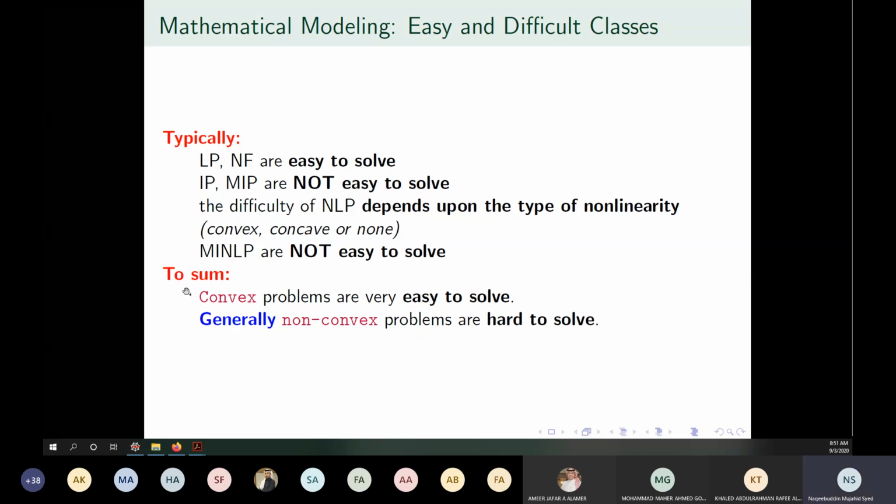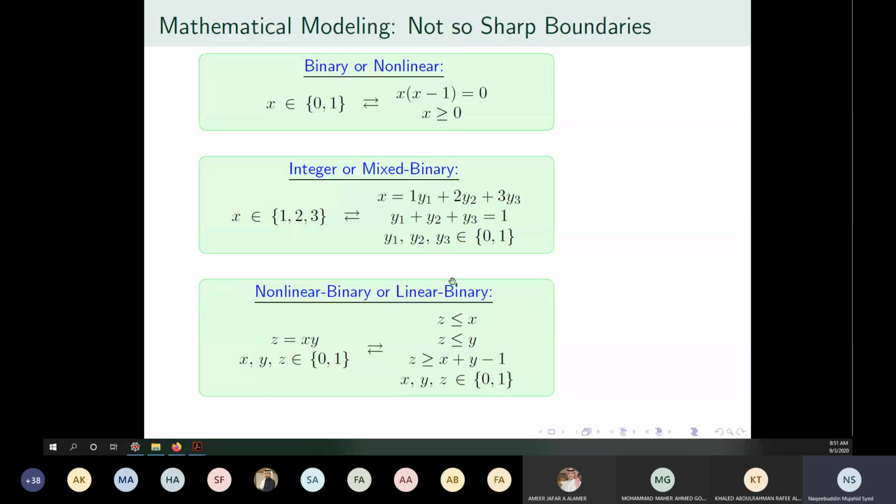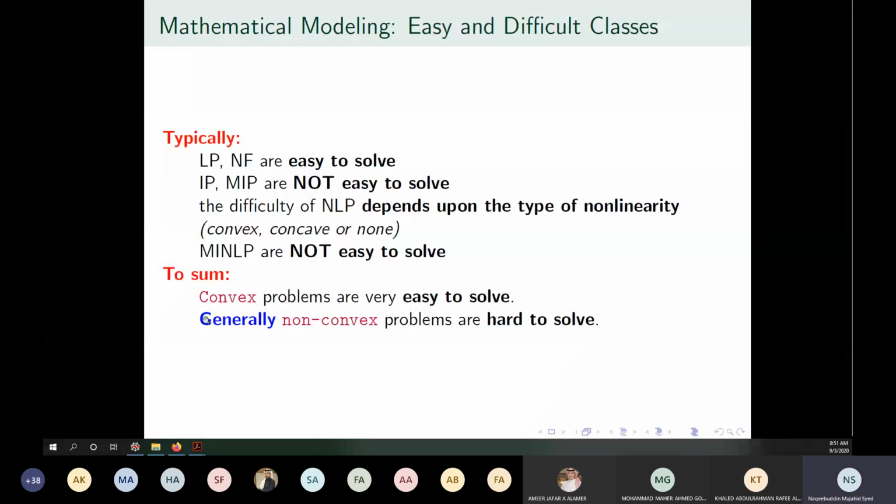Now it's like a summary. Of course, MINLP are very difficult. In general, MINLP are difficult ones to solve. So whenever you have a formulation and you have MINLP, always try to convert it to IP or MIP using these tricks. As a rule of thumb, whenever you have convex problems, and what is a convex problem? Just hold on to that word. We'll see in the nonlinear programming class. Whenever you have convex problems, they are easy to solve. Whenever you have non-convex problems, they are very difficult to solve.